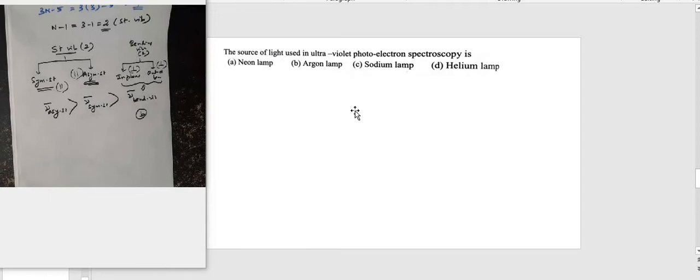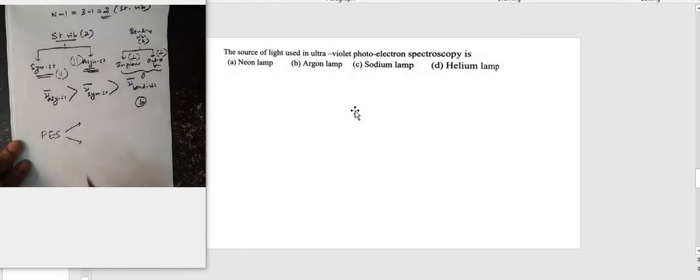Okay, right. Then next question: the source of light used in ultraviolet photoelectron spectroscopy. In photoelectron spectroscopy (PES), we have two major types. Number one, ultraviolet photoelectron spectroscopy. The other one is X-ray photoelectron spectroscopy. In short, we call it XPS. This is UPS, ultraviolet photoelectron spectroscopy. XPS is also called ESCA. ESCA means electron spectroscopy for chemical analysis.